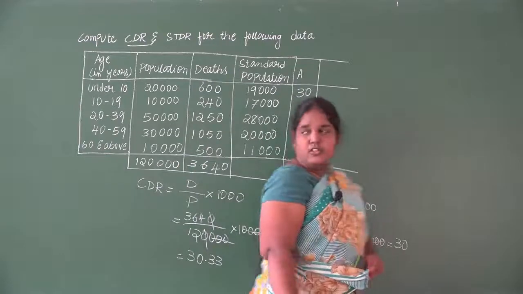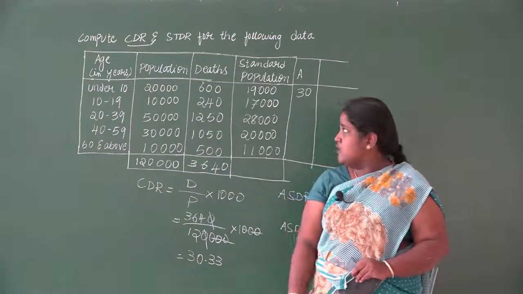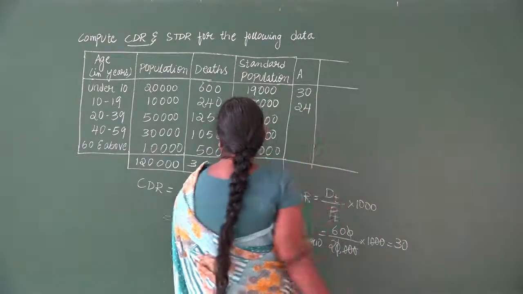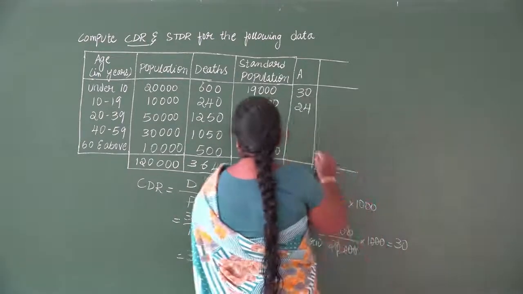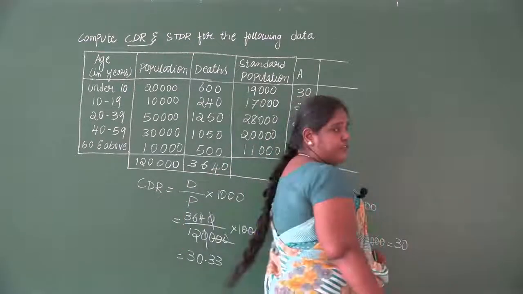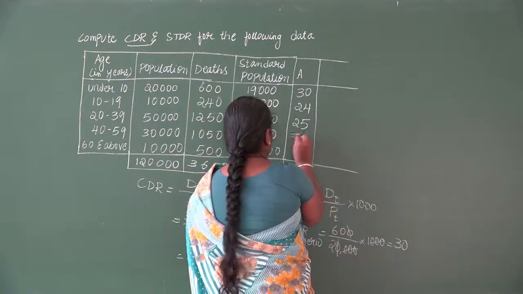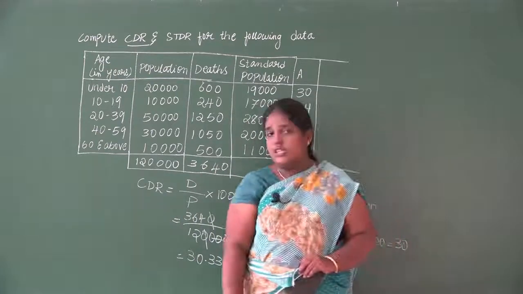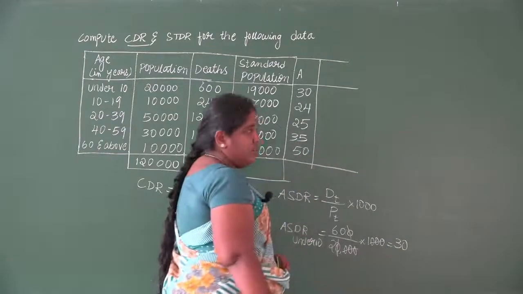Then calculate for the next one. It is 240 divided by 10,000 into 1,000, which is 24. Next one, 1,250 divided by 50,000 into 1,000, 25. Then 1,050 divided by 30,000 into 1,000, which is 35. And last one, 500 divided by 10,000 into 1,000, 50. So we have calculated the ASDR.